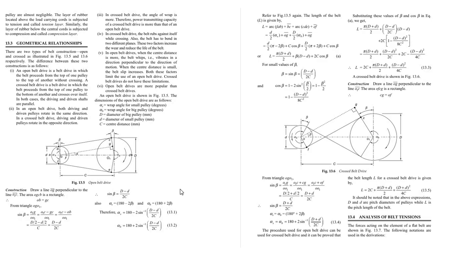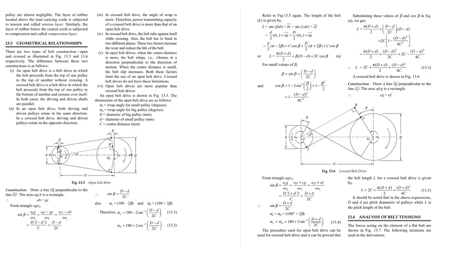Basically, belt drives have two types of construction: open belt and cross belt drive. Here are two images which show the open belt drive system as well as the cross belt drive system. First, we will see the open belt drive system, then we will move towards the cross belt drive.